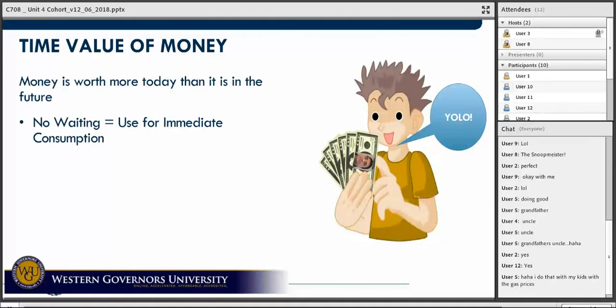So you don't wait. You use your money for immediate consumption, as my son would. Now, what would convince you to wait? The obvious answer: more money. Because the idea is, let's say that I could buy any consumer good. Let's say, oh gosh, somebody suggest a consumer good right now.